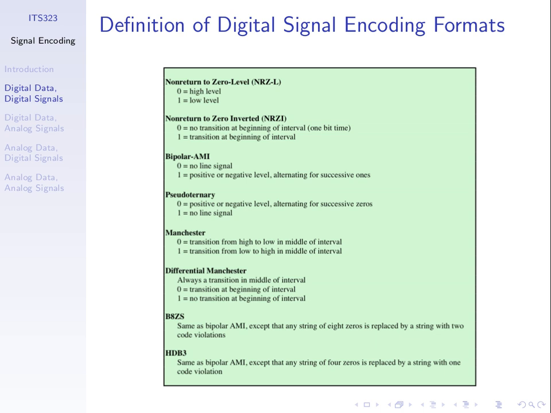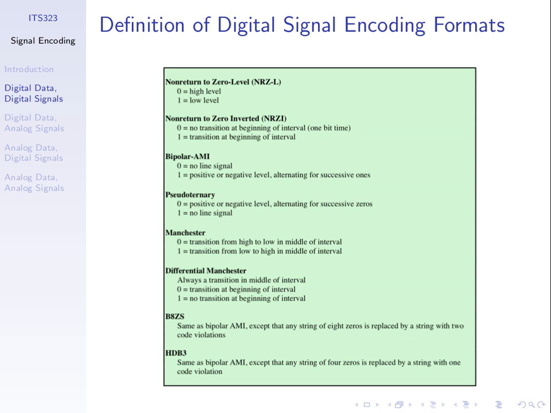If we have a bit zero, we'll also change at the start. With a bit one, we'll not change at the start. We'll maintain the level. So now we have a bit one to send. Previous level was high. Maintain that level. Change in the middle. Now we have a bit zero to send. With a bit zero, we change at the start of the interval. So we were low, take it up to high, then in the middle, change.